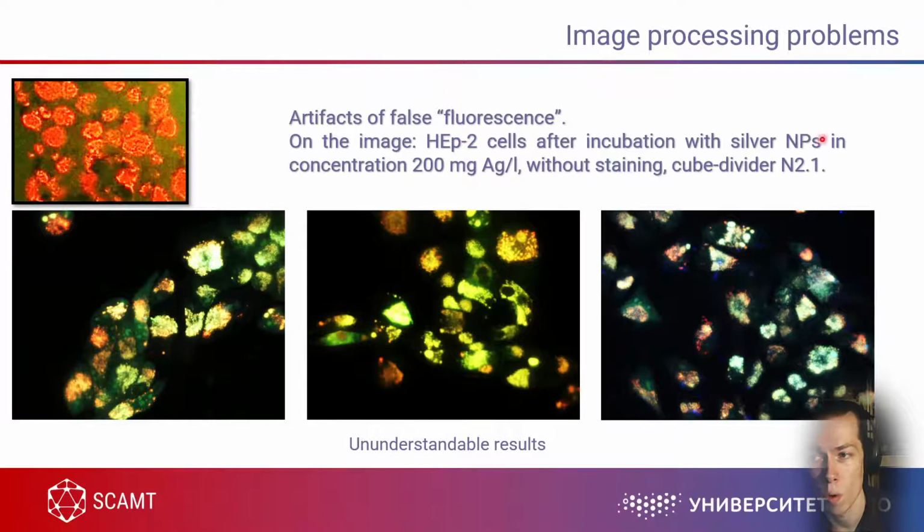Because the concentration of silver nanoparticles around these cells was like 200 milligrams per liter, and this is a very high concentration, probably these nanoparticles can act as some kind of optical filter. Since silver nanoparticles have some optical properties, they can filter the light, and you just illuminate with simple white light and observe some red cells. And this is some artifact of false fluorescence, so you should be aware of this.